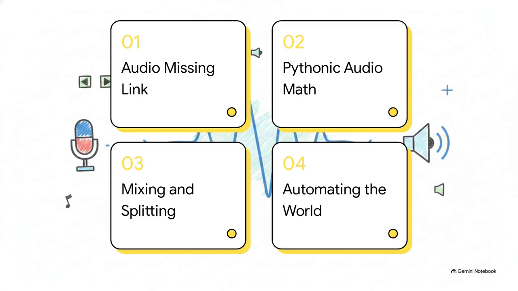So here's our roadmap for today. We'll start with the audio automation missing link, then get into Pythonic editing and audio math. After that, we'll look at advanced mixing and splitting, and finally wrap up with automating the real world.